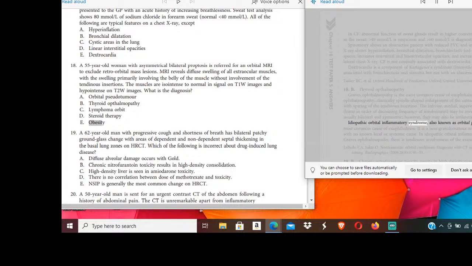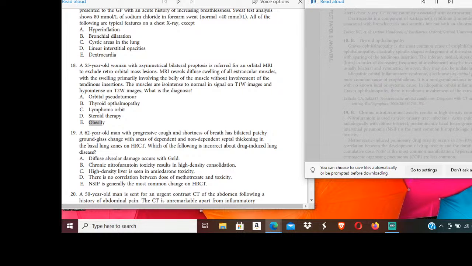Idiopathic orbital inflammatory syndrome, also known as orbital pseudotumor, is the second most common cause of exophthalmos. It is a non-granulomatous orbital inflammatory process with no known local or systemic cause. In idiopathic orbital inflammatory syndrome, unlike Graves' ophthalmopathy, there is tendinous involvement of the extraocular muscles.